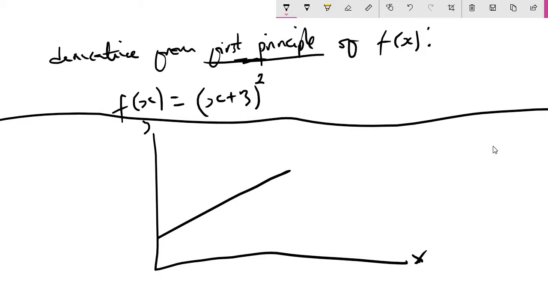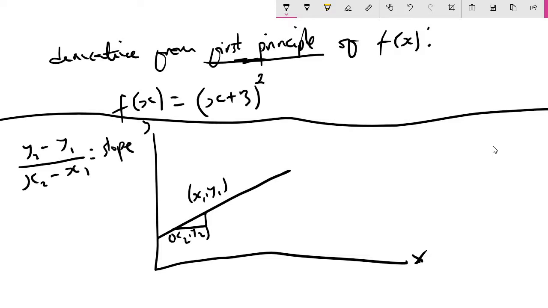Now if we were to find the slope of this line, say from this point to this point, so let's say x1 here, y1 here, x2 here, y2 here, right? So the slope will be y2 minus y1 or y1 minus y2, but just make sure it follows x2 minus x1. This gives the slope.